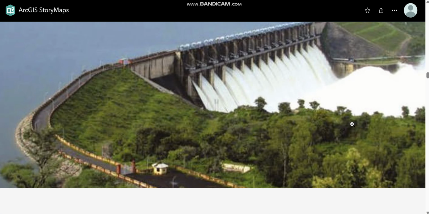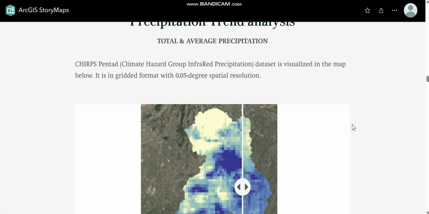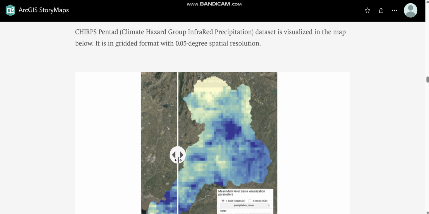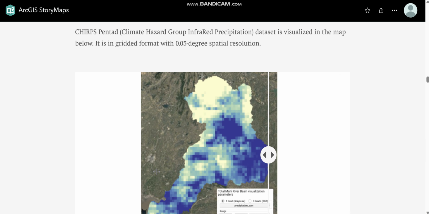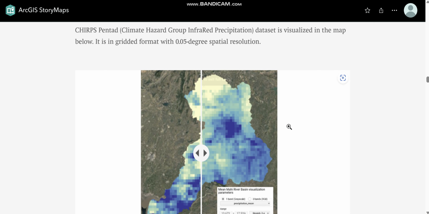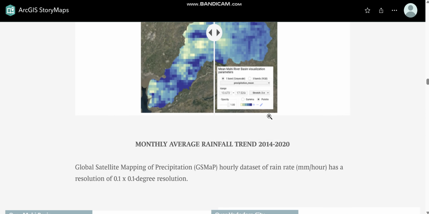So firstly, the precipitation trend analysis has been done and the story map has been of great use to see the change and variation in the average and the total precipitation. The CHIRPS Pentad dataset has been used for this, which has a resolution of 0.05 degree. So we can observe the central and the southern part of the basin has the highest rainfall.